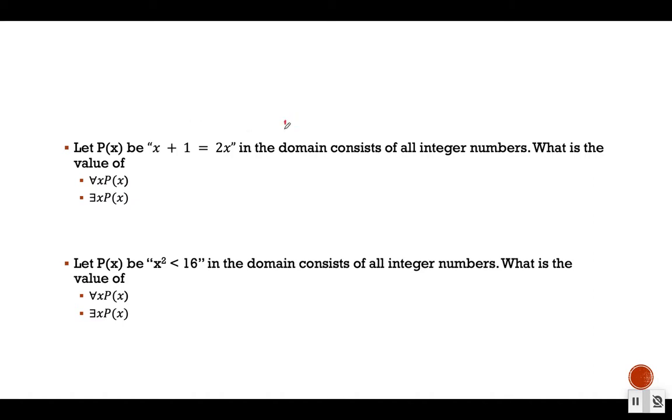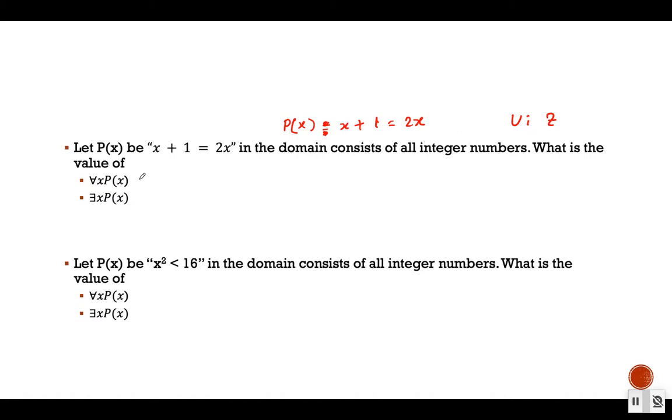All right, in this example our domain is the same. The domain is all integer numbers. P(x) is x + 1 = 2x.